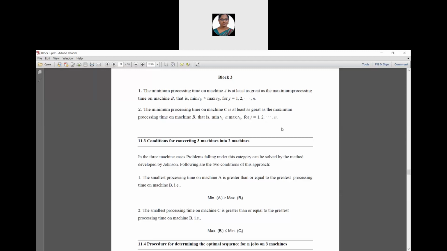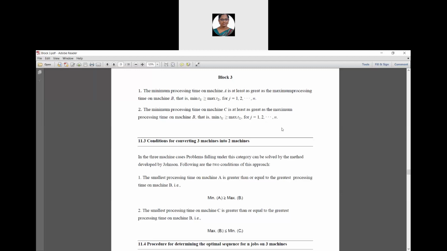The method fails if none of these conditions is satisfied. Then, condition for converting a three machine into a two machine problem.